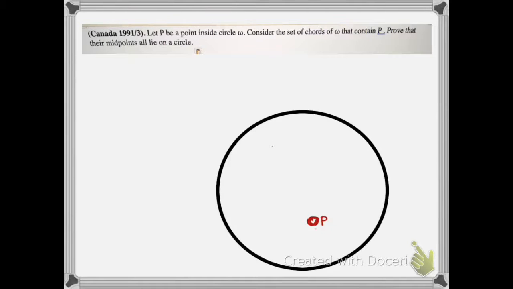Okay, let's talk briefly about this problem. As you can see, I've taken a bad image, a photo of my screen in Microsoft Word, from the Canadian Mathematics Olympiad in 1991, and it asks us to consider the geometric locus of the midpoints of the set of chords that pass through a point P inside a circle. And you can see I've already started the diagram for us, so we can start to understand this.